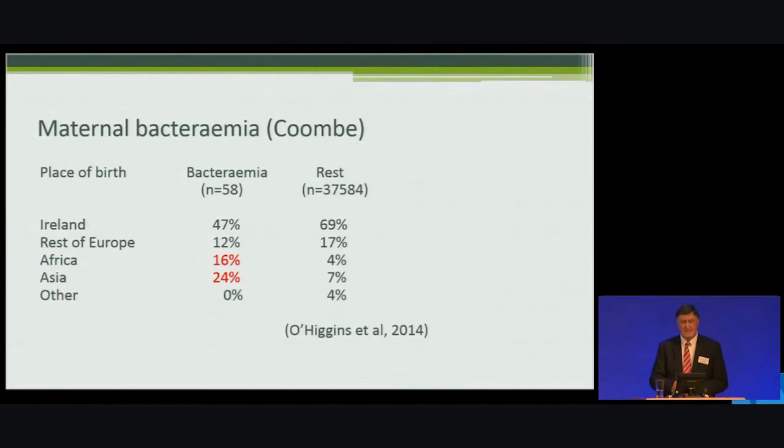Interestingly, when we looked at the place of birth of the patients, we found that patients who were originally from Africa and Asia were 4 times more likely to develop bacteremia. When we went through the charts, this had nothing to do with access. It had nothing to do with communications. So please don't go away from today's talk and waste money bringing in additional translators. What we need is more money on frontline staff. The reason for the increase in African and Asian patients is because they have different organisms and they are less likely to be vaccinated.